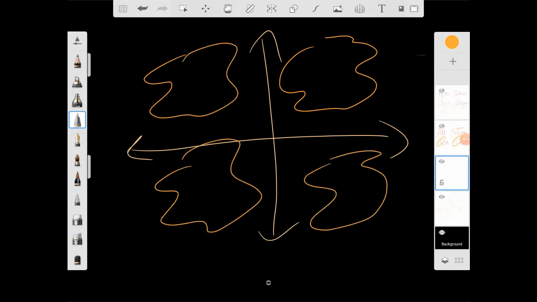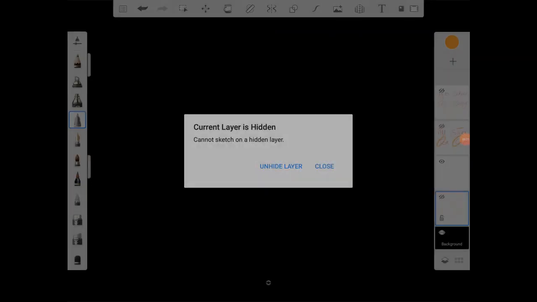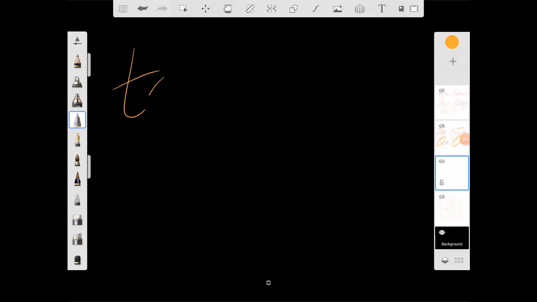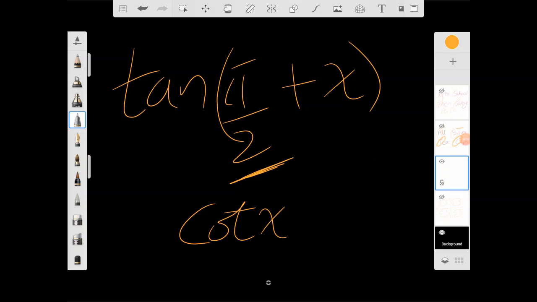Now, for example, I'll show you what is tan of pi by 2 plus x. Now it is pi by 2, therefore the function will change. So it will be cot x. Now whether it will be positive or negative: 90 plus x is in the second quadrant. In the second quadrant, tan is negative, so the value will be negative.